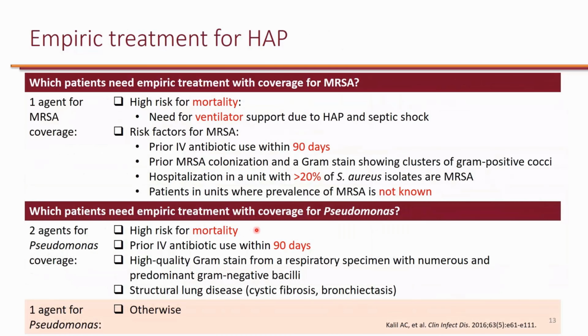Now that we know how to treat ventilator-associated pneumonia, let's take a look at treatment of HAP. So for the most part, we follow the same principles. Majority of evidence is with VAP. So we have fewer studies with hospital-acquired pneumonia. So the majority of these recommendations are derived from VAP. So you can see that IV antibiotic in the past 90 days is still driving most of these recommendations.